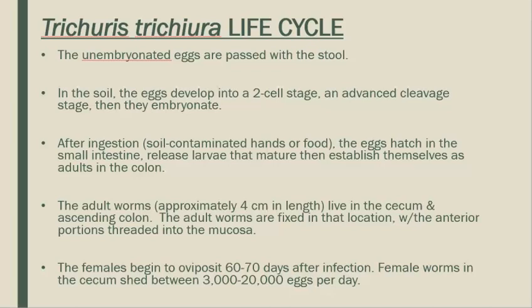The adult worms, which are approximately 4 centimeters in length, live in the cecum and ascending colon. The cecum is a pouch that forms the first part of the large intestine. The adult worms are fixed in that location with the anterior portion threaded into the mucosa. The females begin to oviposit or lay their eggs 60 to 70 days after infection. Female worms in the cecum shed about 3,000 to 20,000 eggs per day.